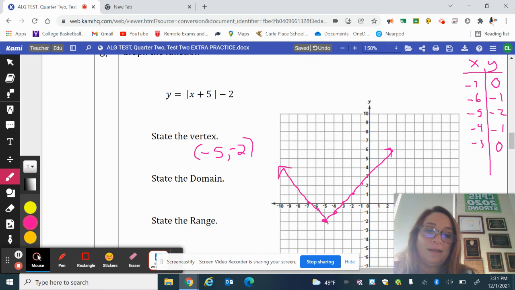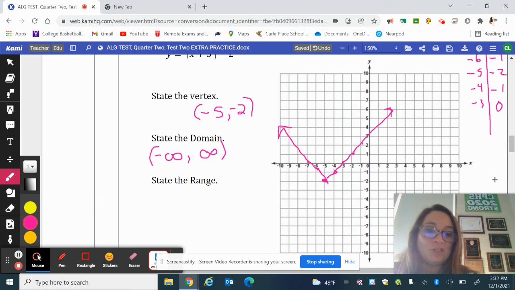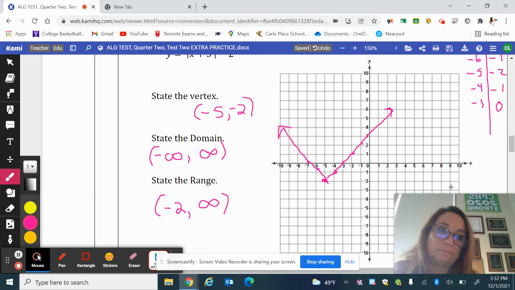So the domain, you're going to look from the left, which is -infinity, to the right, which is +infinity. The range, you're going to go low to high. So the lowest number is -2, and it doesn't stop. So that's infinity. Okay. And again, you can check this on your graphing calculator.